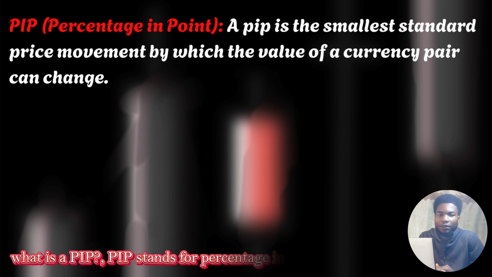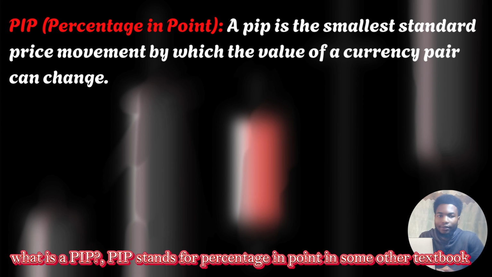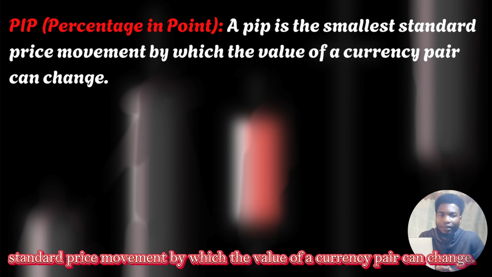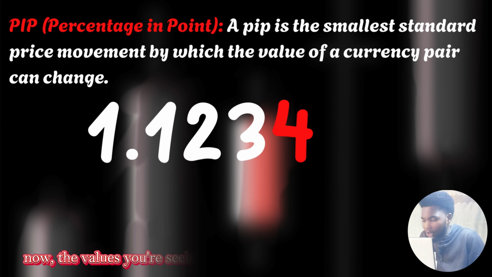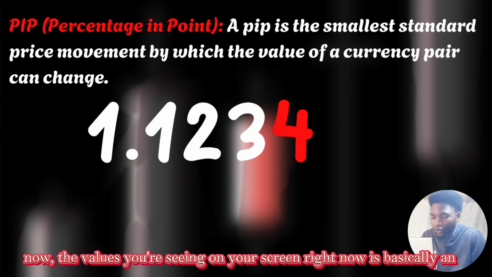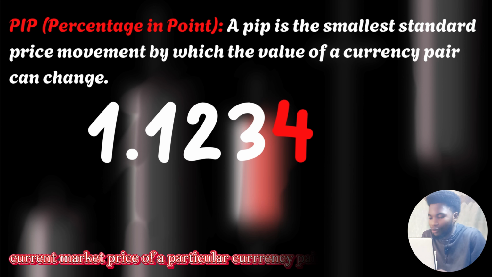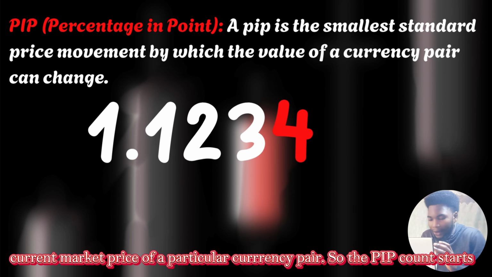What is a PIP? PIP stands for percentage in points. In some other textbooks, you can see it as points in percentage. It doesn't matter. A PIP is the smallest standard price movement by which the value of a currency pair can change. Now, the values you're seeing on your screen right now are basically an assumption. So let's assume the values you're seeing on your screen are the current market price of a particular currency pair.